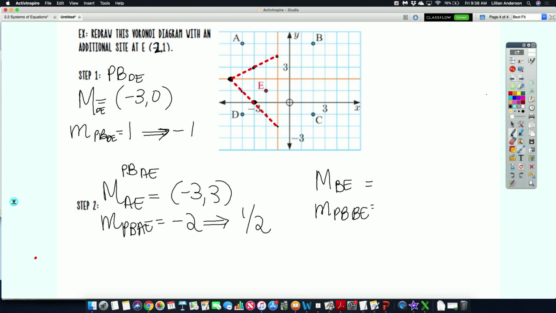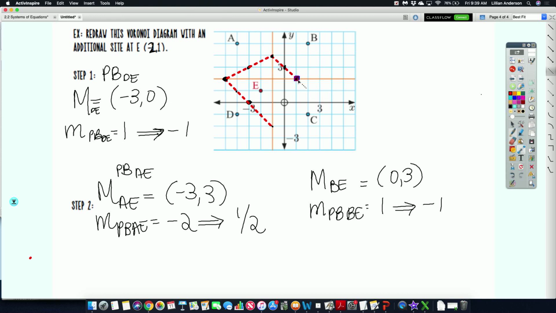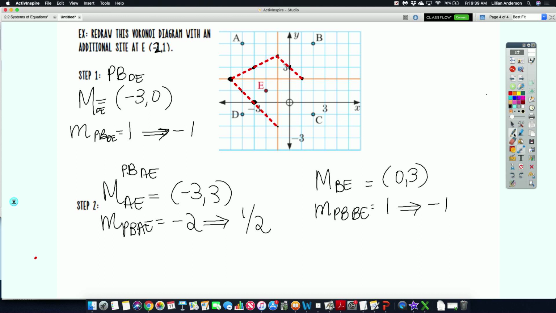I need to find the midpoint of BE. The midpoint of BE is going to be 0, 3. And then the gradient of BE, which I'm going to need to find the perpendicular gradient, is positive 1. So then the gradient that I need is going to be negative 1. So from 0, 3, I'm going to go down 1 over 1, and again, I'm touching an edge. Again, from 0, 3, I'm going to go up 1, left 1, and again, I'm touching an edge to create another perpendicular bisector. And because I've hit another edge, I have to continue to keep going and creating perpendicular bisectors to basically create my cell for E.